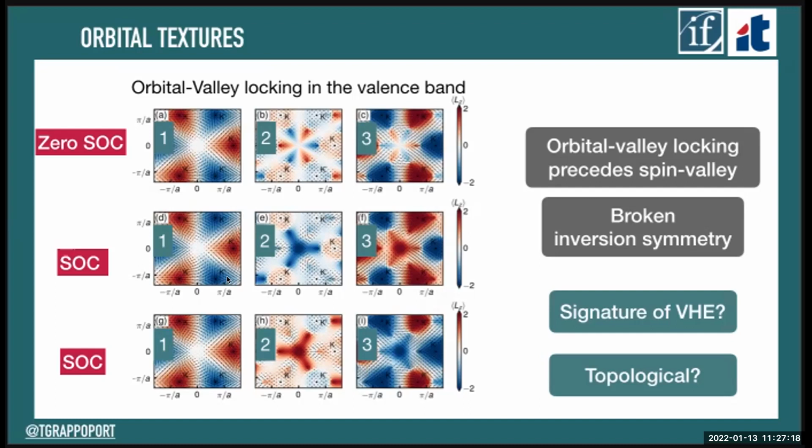But at the same time, we know that this system has a broken inversion symmetry. And because of this orbital valley locking, there is a question whether we are seeing that orbital Hall effect plateau just because it is a signature of the valley Hall effect. So we want to dig into it. At the same time, we see this plateau and we ask ourselves, is this topological or what, right?